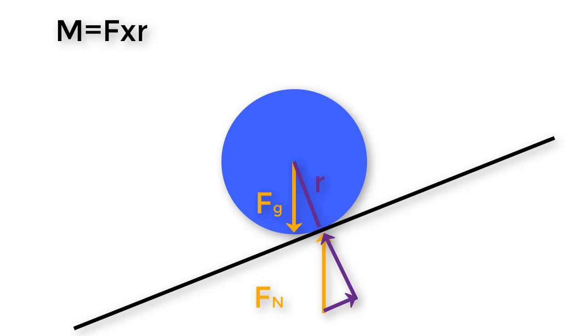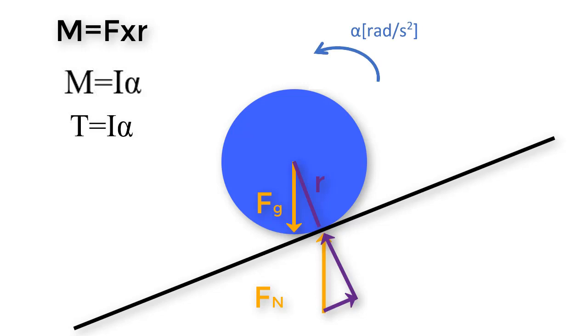Finally, we know that just as F equals ma, moment M equals I times alpha, or we could also call this torque, T equals I times alpha. Alpha is the rotational acceleration of the wheel in radians per second squared. We can take this moment calculation and plug in some of our knowns. The moment of inertia of a solid disk is mr squared over 2. I just looked this up.